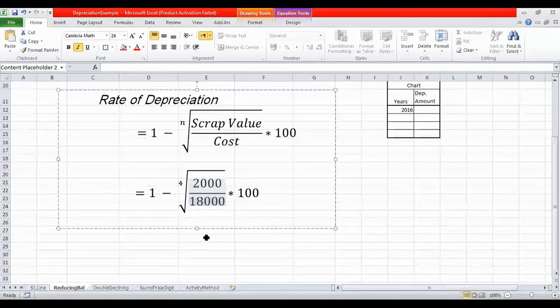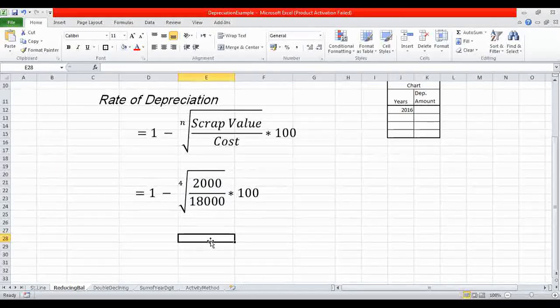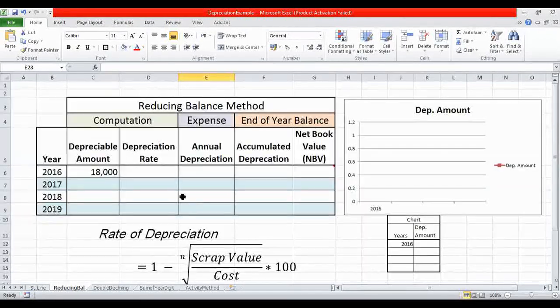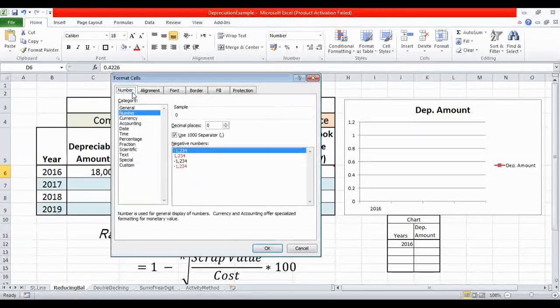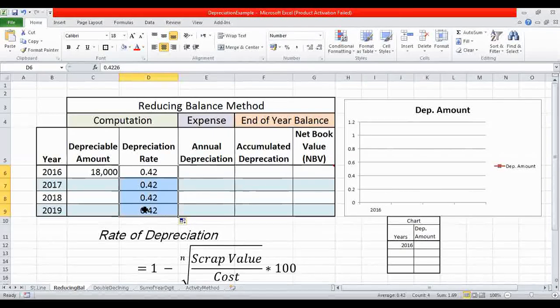And we are simply going to calculate the rate of depreciation. The rate of depreciation for us is going to become 42.26%. This is our rate of depreciation. Let's try to change this so that we can review. So this is our depreciation rate. Now, this depreciation rate will remain the same for all the years.